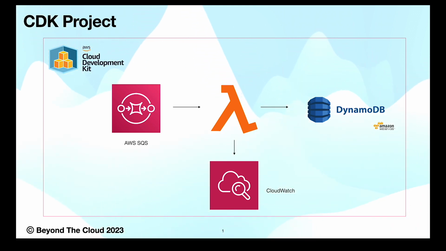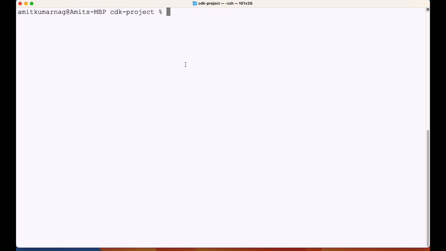So now let's check out the practical, do some hands-on, and build everything from scratch with our Python CDK. First of all, for this project, I have created one folder named CDK project. In this folder, our whole project will consist of the files and the folder structure. So I have created a new folder for this.